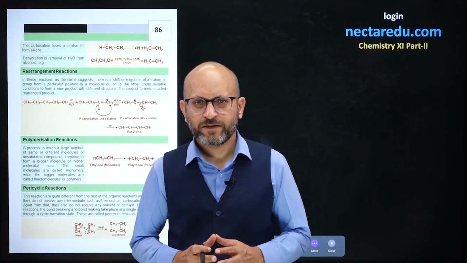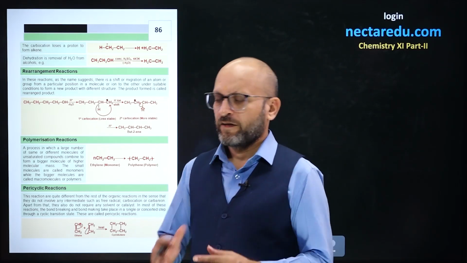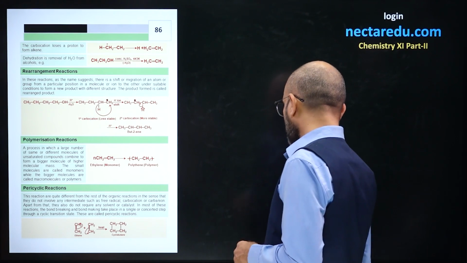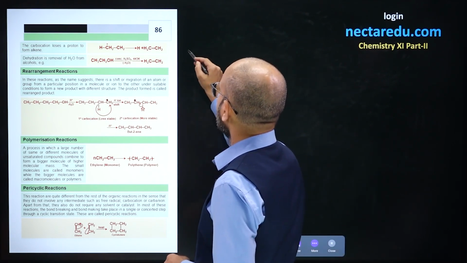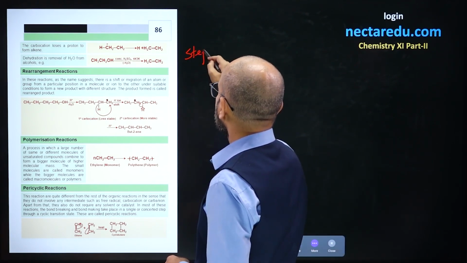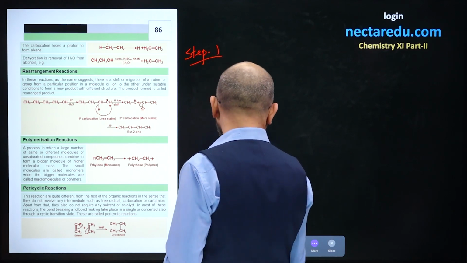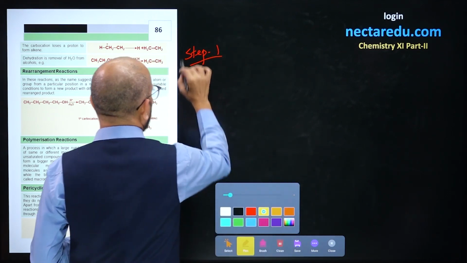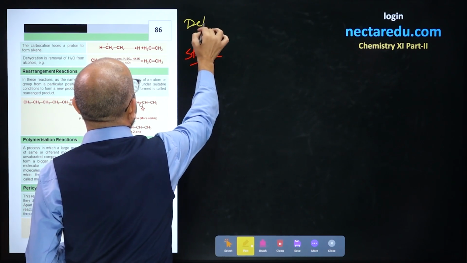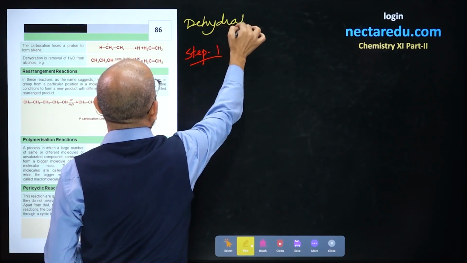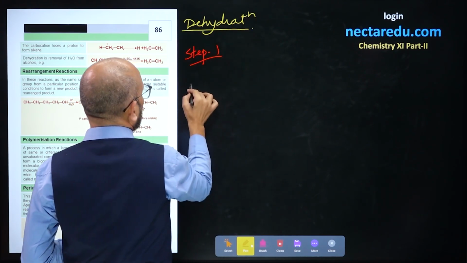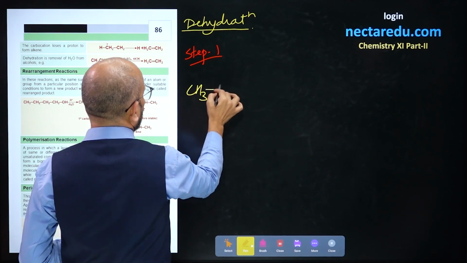So continuing with dehydration of alcohols, I will tell you what happens in step 2 and step 3. In step 1, what was happening is formation of protonated alcohol. Step 1 in dehydration of alcohol was formation of protonated alcohol. See, this was alcohol.